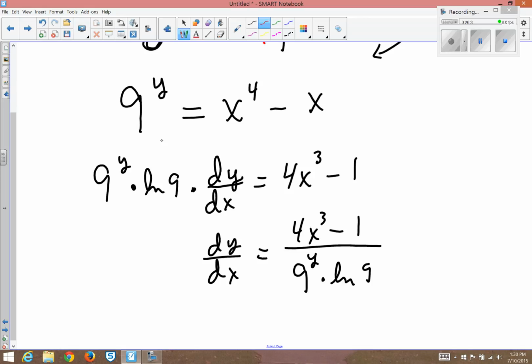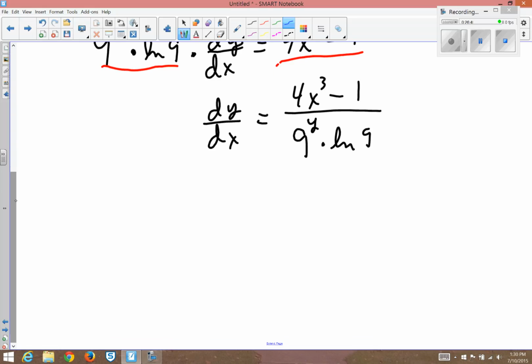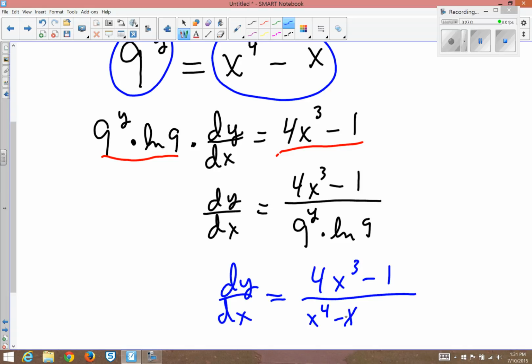We just divided both sides by 9 to the y times the natural log of 9. But that 9 raised to the y that we just wrote down here can be replaced with this. So that makes the final answer dy dx, the derivative of y with respect to x, equals 4x to the third minus 1 over x to the fourth minus x in parentheses times the natural log of 9. Just replacing this with what it equals.